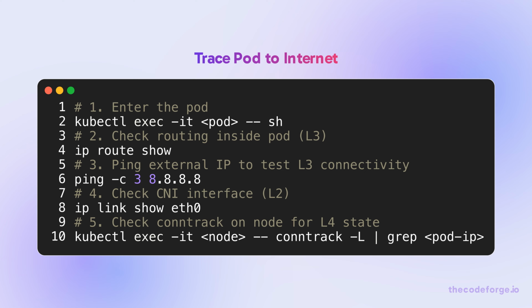Check the routing table, ping an external IP, inspect the CNI interface, and check conntrack on the node. This bottom-up approach isolates the failing layer quickly.